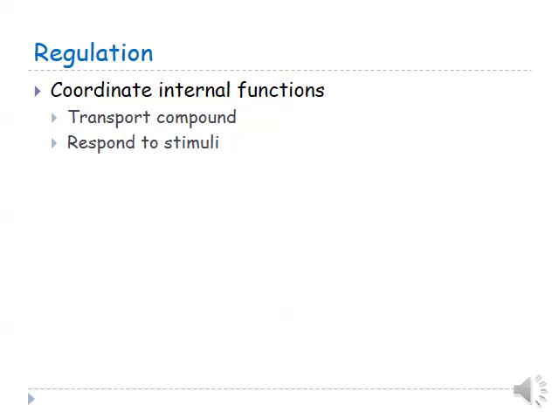All living things must have some way to coordinate their internal functions. If you think of our lymphatic or cardiovascular system, that allows the transport of molecules from one part of the body to another. Living things are also able to respond to stimuli, and this may not be stimuli that's external, it also includes stimuli that occurs inside the body, such as the regulation of blood pressure, or heart rate.